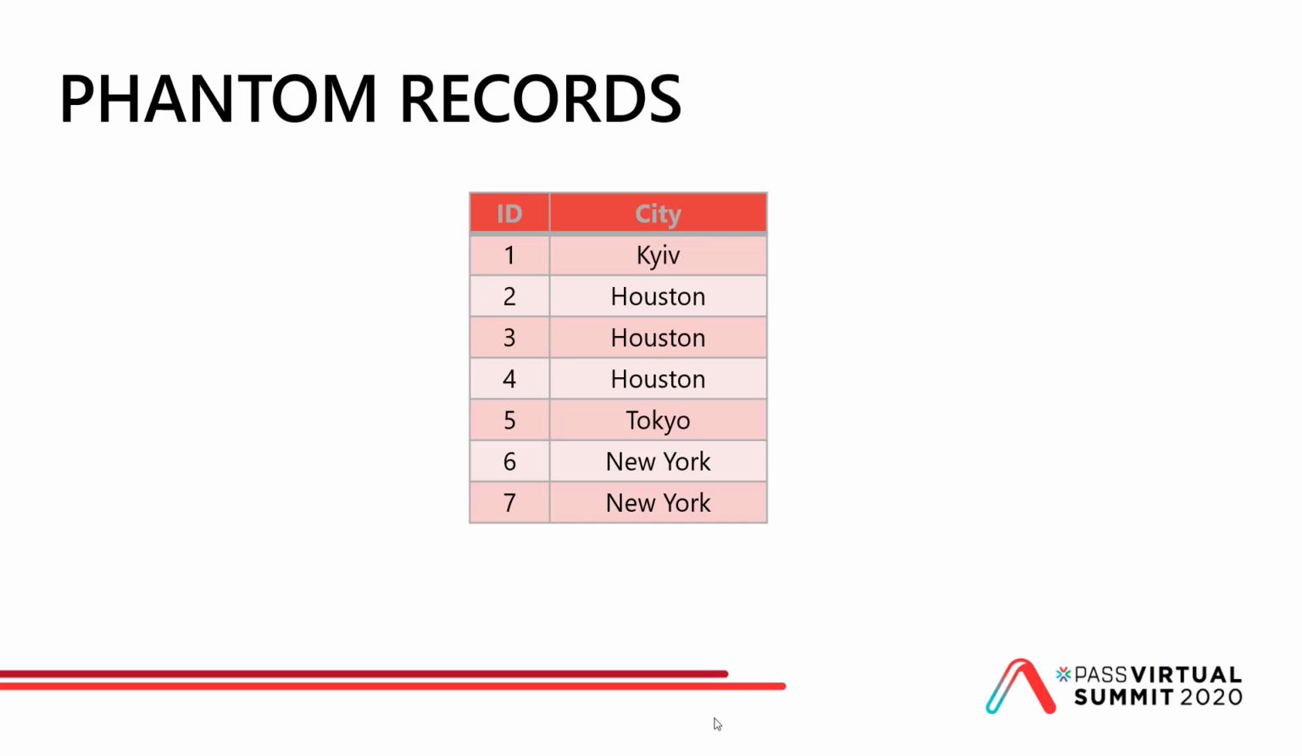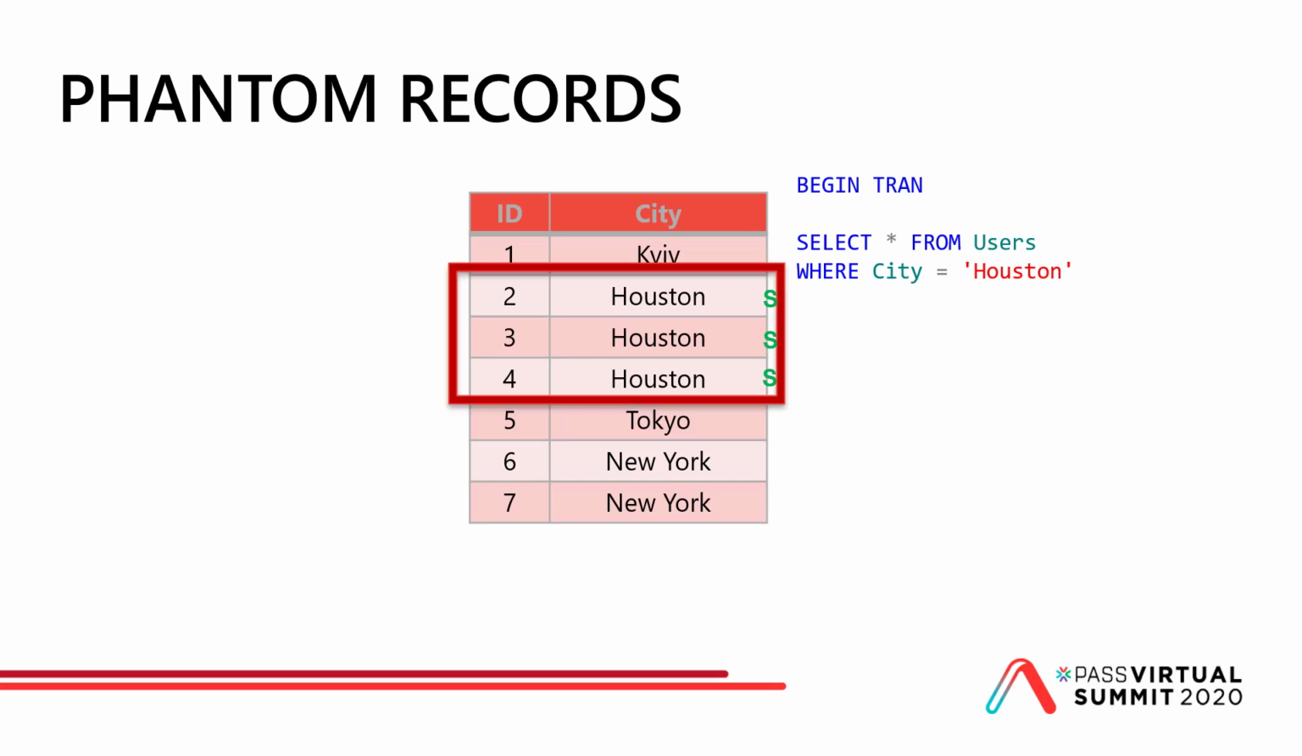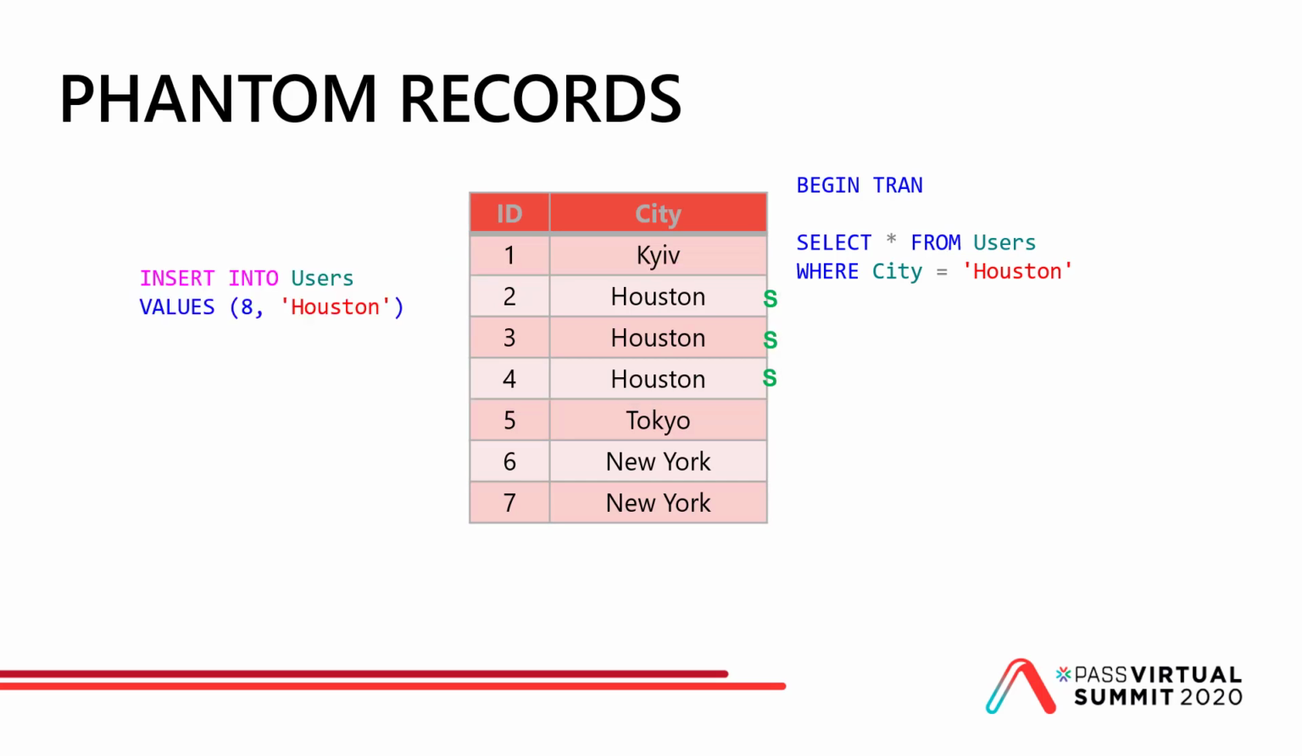Let's imagine we're still using the repeatable read isolation level. We have a transaction, we select stuff from users where city equals Houston. We hold this shared lock till the end of the transaction, but another query is not updating or deleting these rows. It just inserts new values into this range.